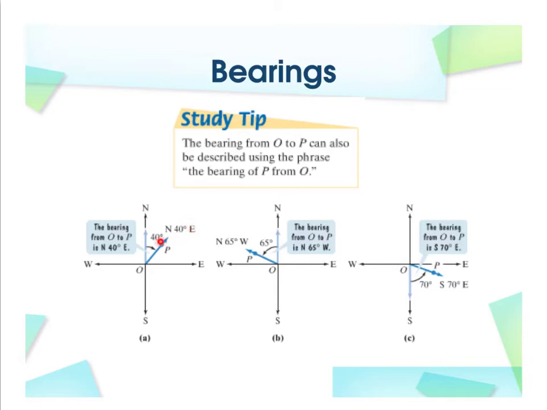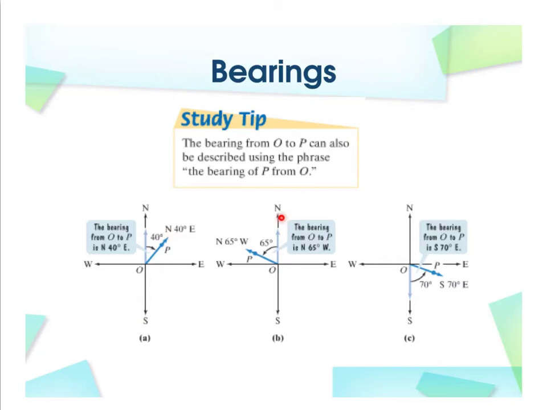A letter, north or south, which would be here, north, north. This one's south. And then we're going to have the measure of an acute angle. So here we have 40, 65, 70. And then we're going to have east or west. So if an acute angle is measured from the north side of the north-south line, like this one and this one, we always put north first.